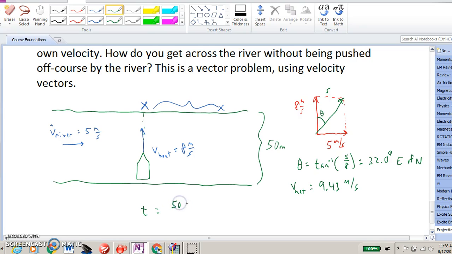So time is distance divided by speed. So the 50 meters divided by 8 meters per second. It would take you about 6 1/4 seconds to get across.